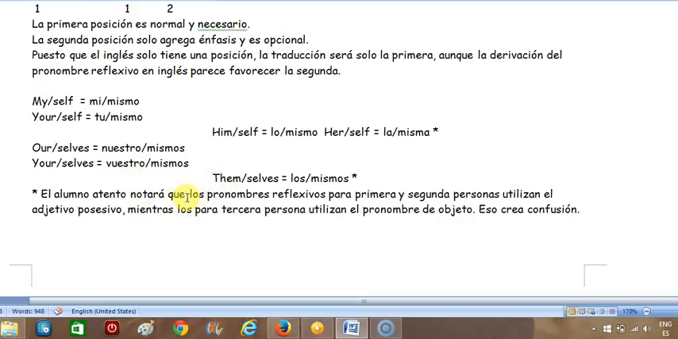Okay, so you know, this is kind of confusing. A lot of the time Americans make mistakes with this. What you're looking at right here about the third person singular and plural with the reflexive pronouns is a common mistake that people make.